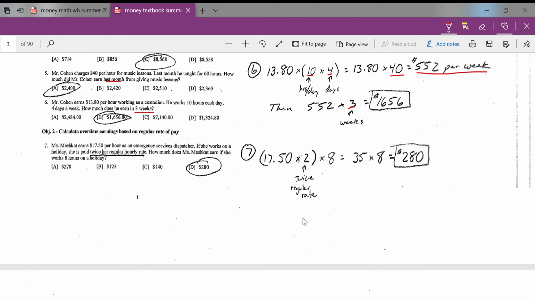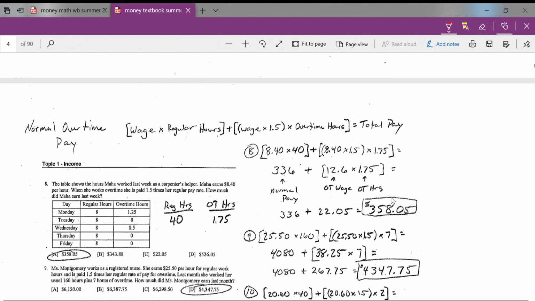But in this one, because she gets paid twice her hourly rate, we take her wage and we times it by two, okay? And then that times the 8 hours. So her new wage on a holiday is right here, $17.50 times two is 35. So she's actually getting $35 an hour. Take that times eight, you get $280. Okay, so that's a holiday pay problem on just a single day. So that's one of the easier problems in this objective.